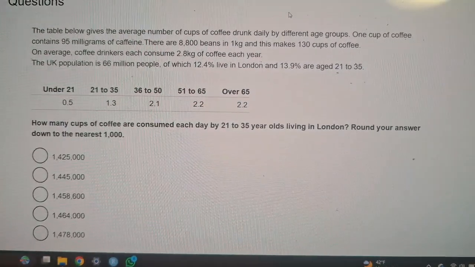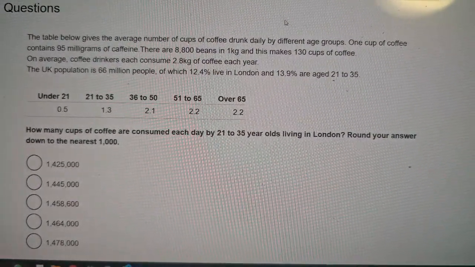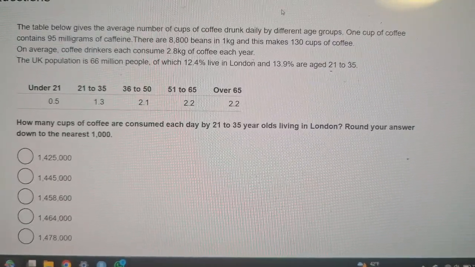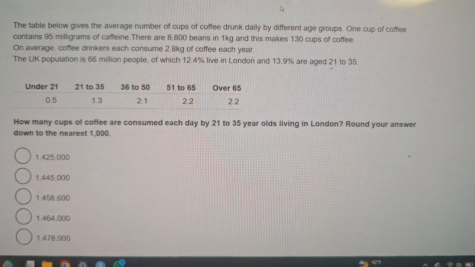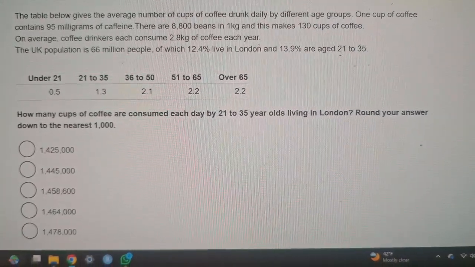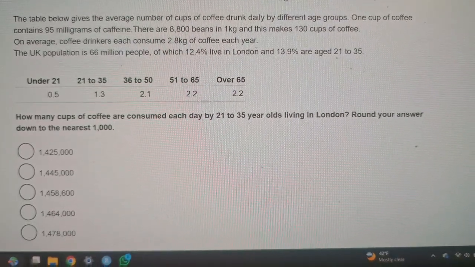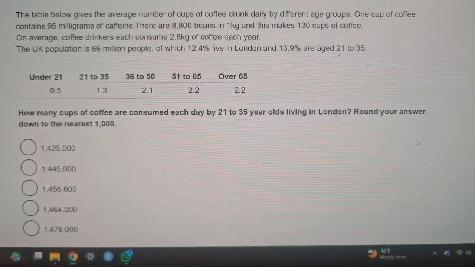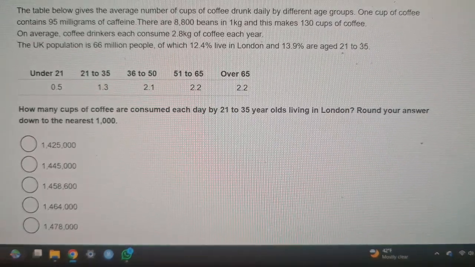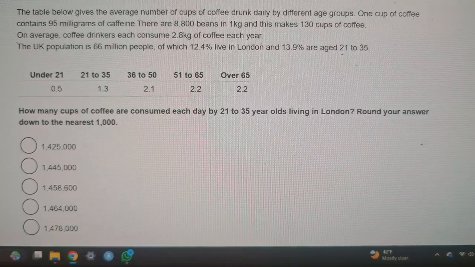Read the question. The table below gives the average numbers of coffee drunk in the different age groups. One cup of coffee contains 95 milligrams of caffeine. There are 880,000 beans in 1 kilogram, and this makes 130 cups of coffee. On average, coffee drinkers drink 2.8 coffees each year. The UK population is 66 million people, of which 12.4% live in London and 13.9% are aged 21 to 35. And then you have the table, and then the question: how many cups of coffee are consumed each day by 21 to 35-year-olds living in London? Round your answer down to the nearest 1,000.